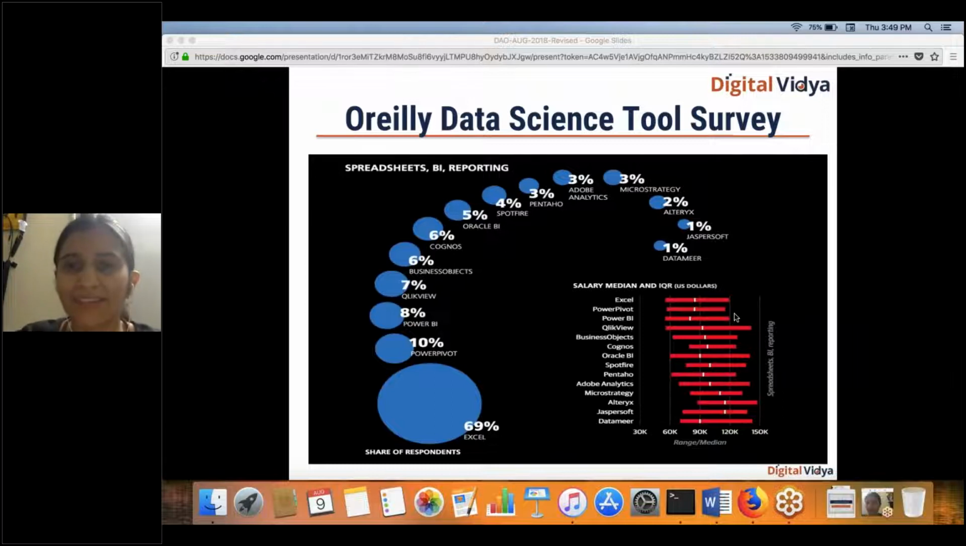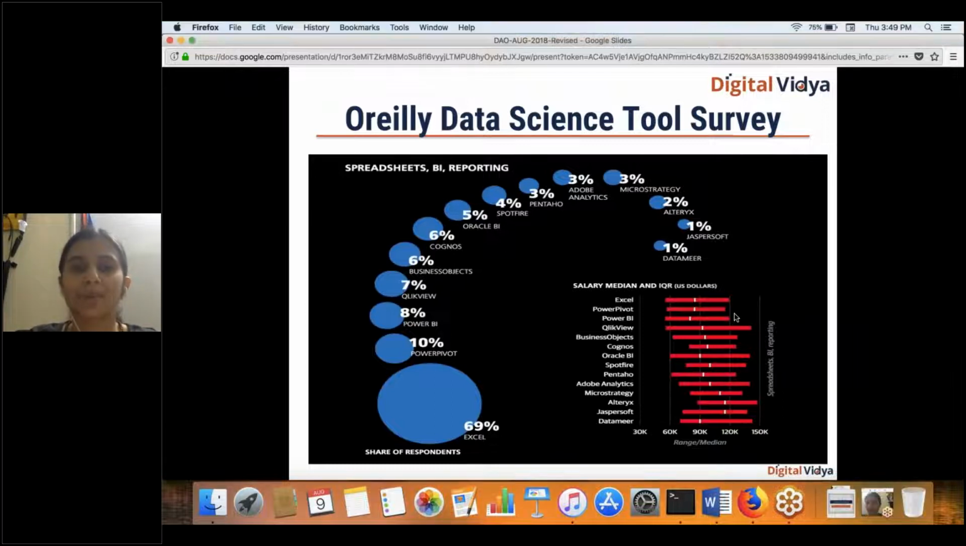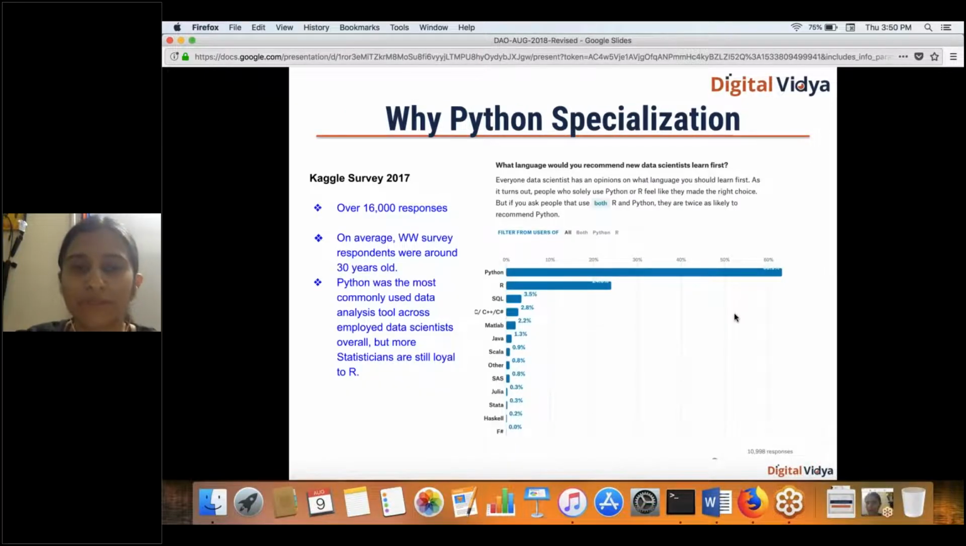And this is the Python survey, which I was saying, the survey conducted on Kaggle. Kaggle is a really great platform for data scientists all over the world. The question was, what language would you recommend new data scientists to learn first? And you can see the longest bar out there is very clearly Python, far ahead of the rest of the tools and technologies.